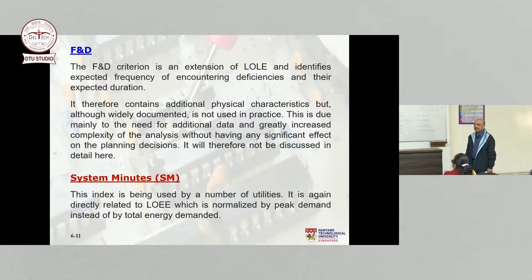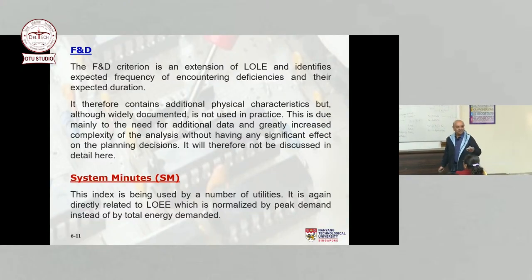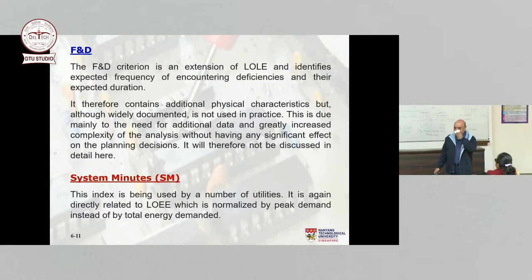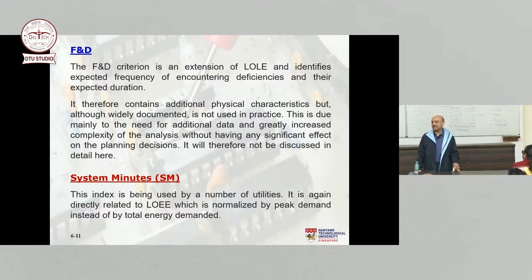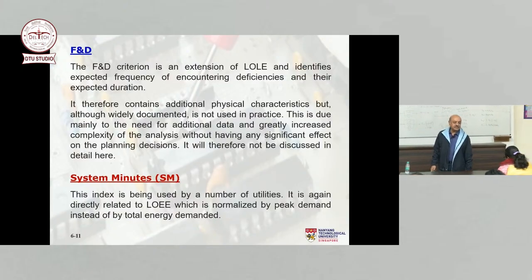So what will you get? Megawatt hour energy not supplied divided by peak demand in megawatt. So what are the units? Hours, right? And then of course you can convert hours to minutes. So it's called system minutes. So what's the reference? What's the threshold? In the North American system, the number that they use is 25 system minutes. Just like that 0.1 days per year, 25 system minutes.